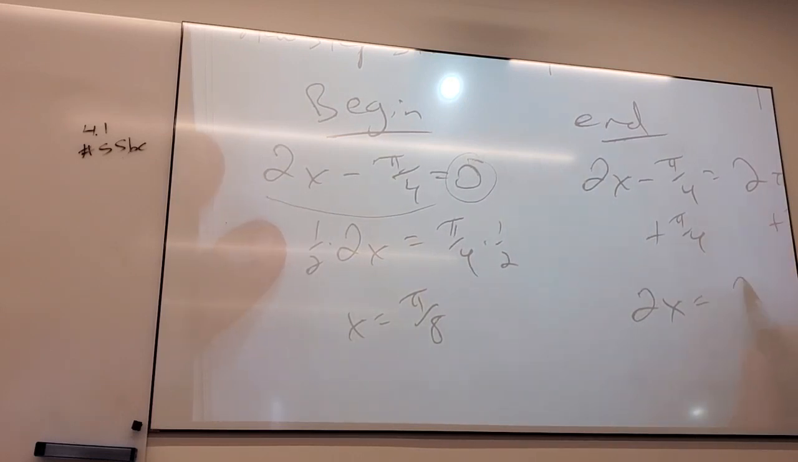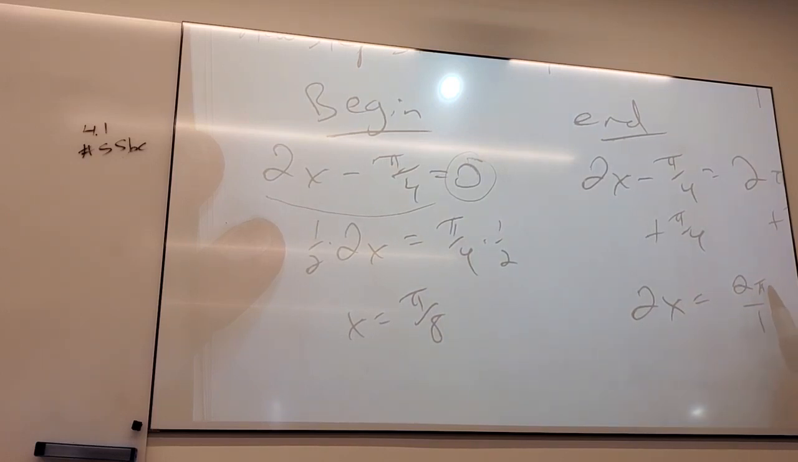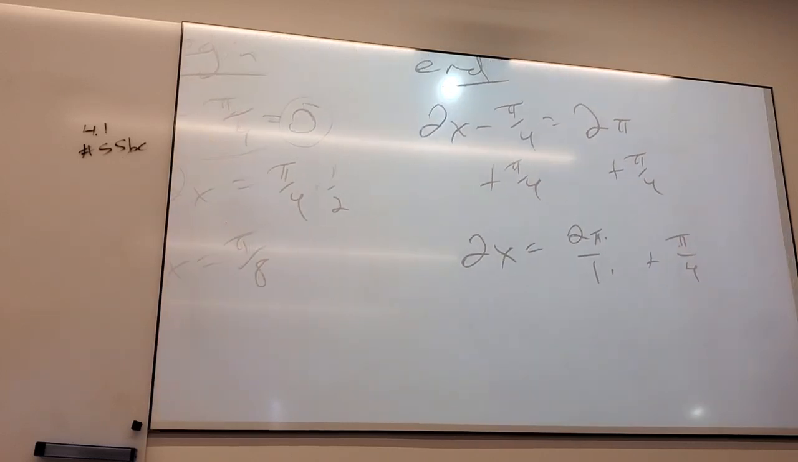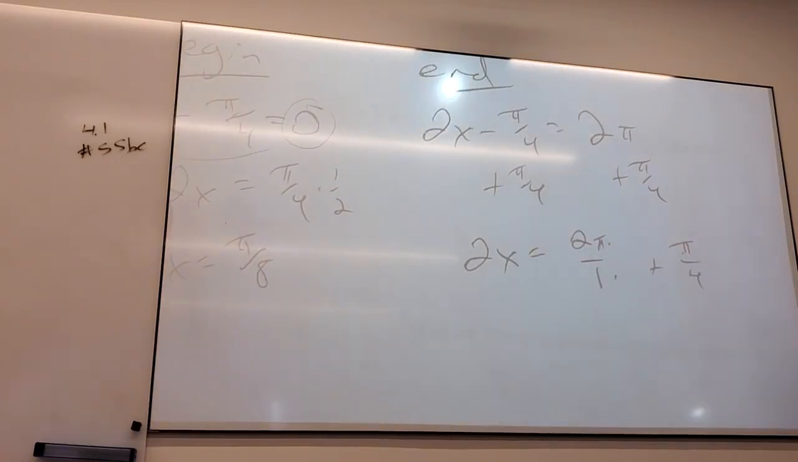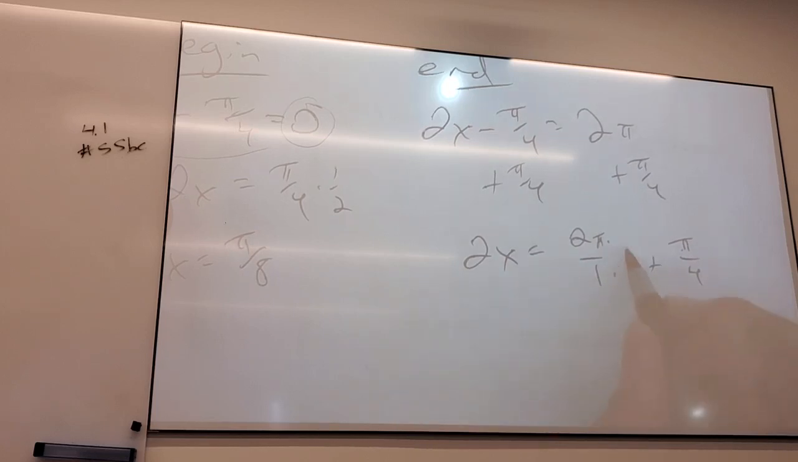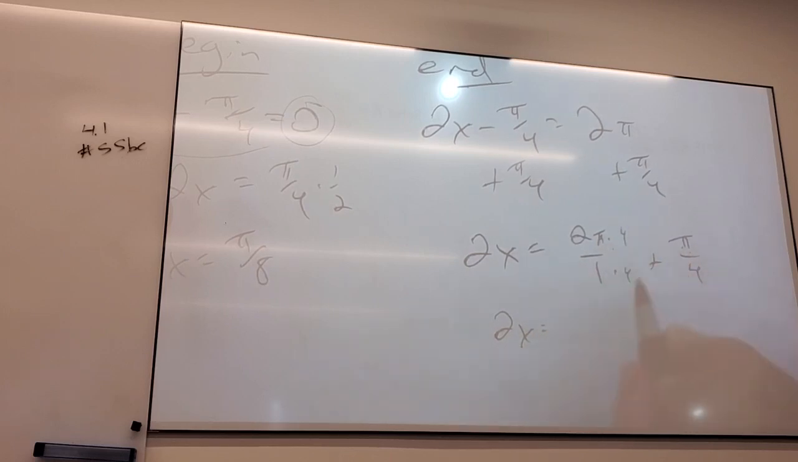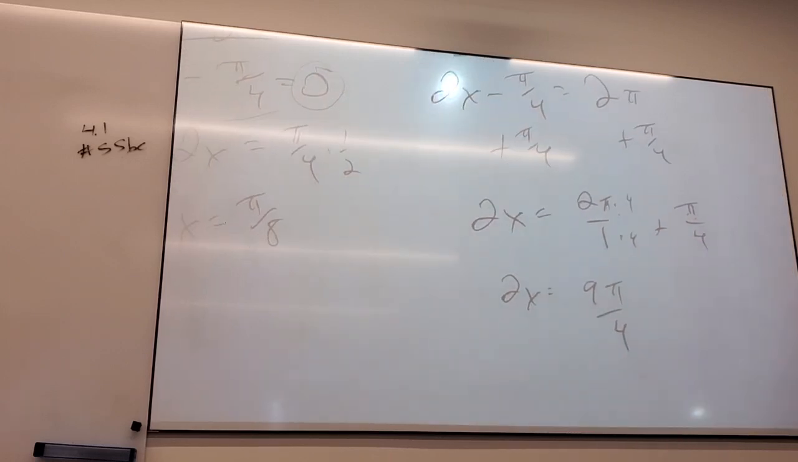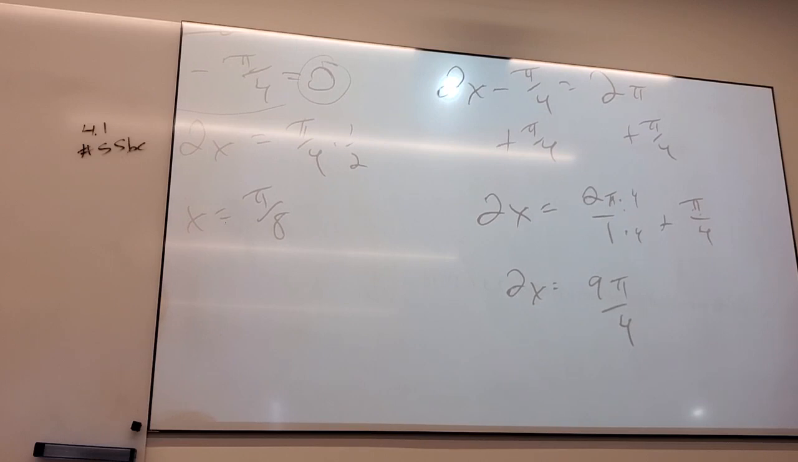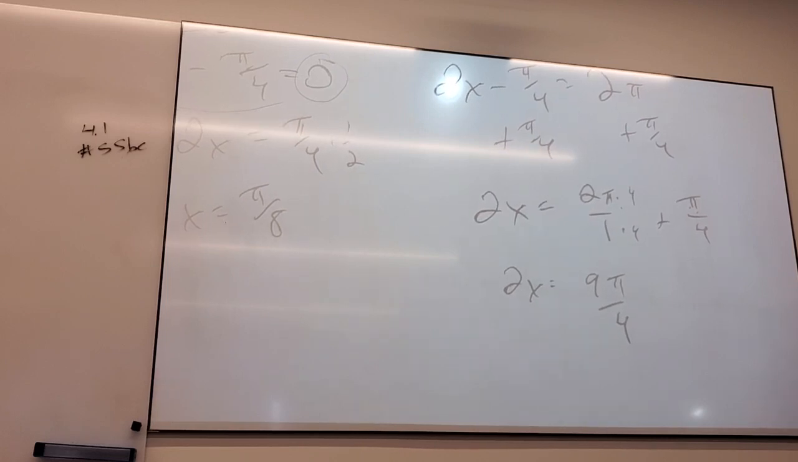So somebody help me out. 2 pi over 1, how do I make it have a denominator of 4 like pi over 4? Multiply by 4, the LCD, yes? So we get 2x equals 8 pi plus pi. Stop for a minute. Relatively, that's not bad. We need to know how to make LCDs. Don't make this decimals. That's what makes it bad.